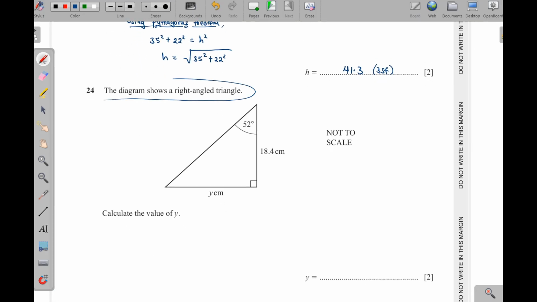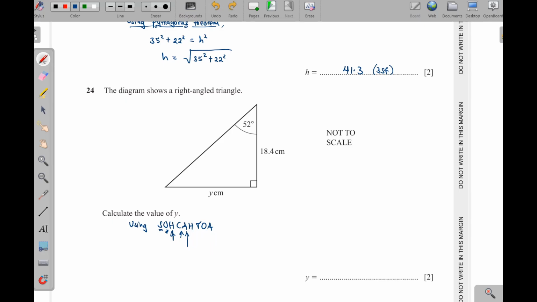The diagram shows the right angle triangle. Now we see an included angle. So that means we are going to use what? SOHCAHTOA. Sine is equal to opposite over hypotenuse. Cosine is equal to adjacent out of hypotenuse. Tan is equal to opposite out of adjacent.